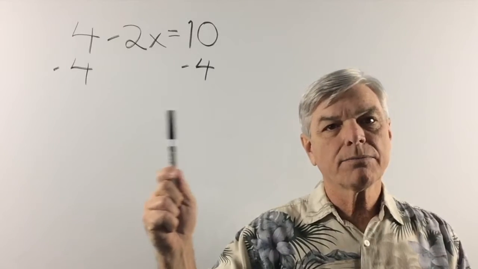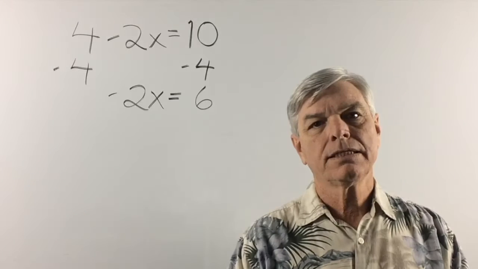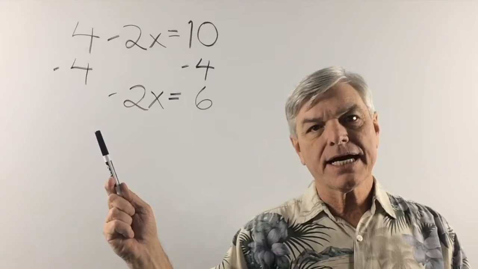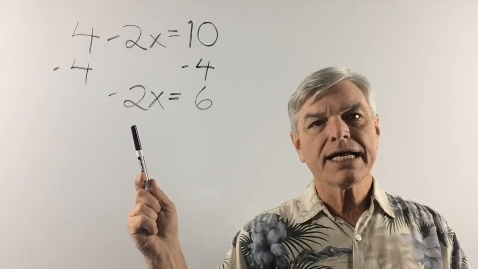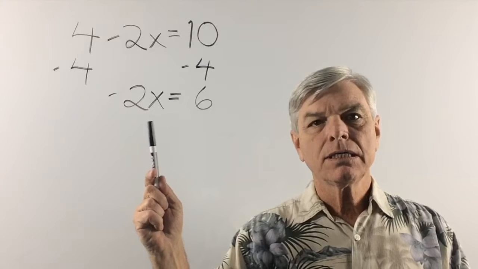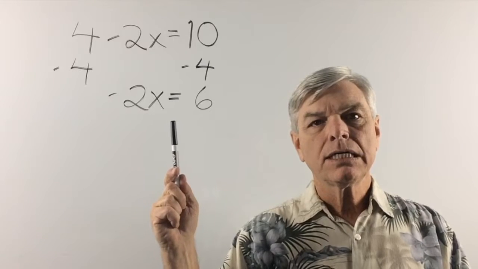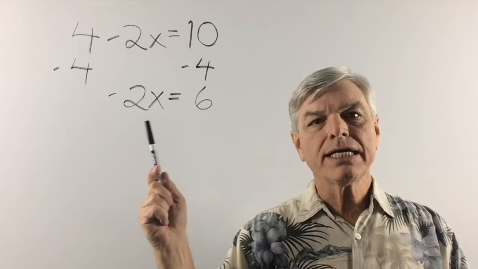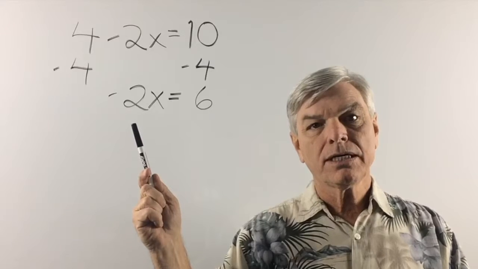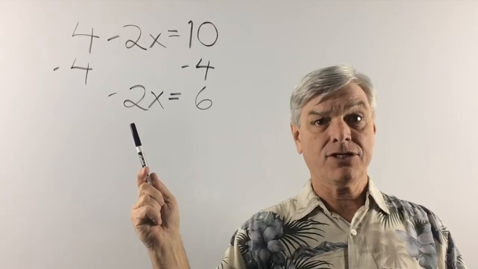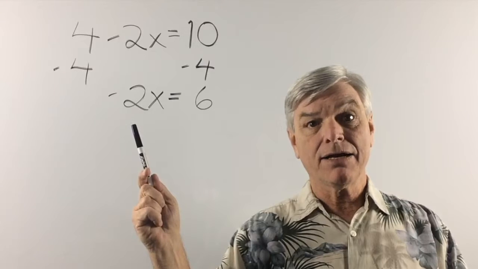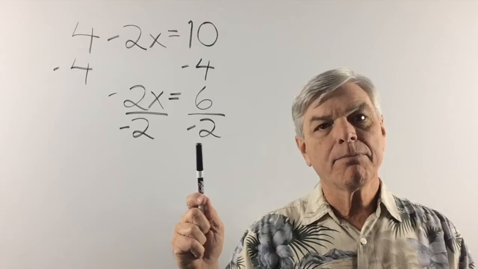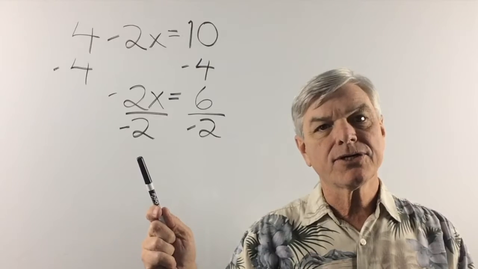Let's add -4 to both sides of the equation. And that will be 0. So we're not going to bring this down. We're going to bring the -2x down, the equal sign down. 10 minus 4 is 6. So now we need to eliminate the -2. How are we going to eliminate -2? By dividing by -2. And we're going to divide both sides of the equation by -2.